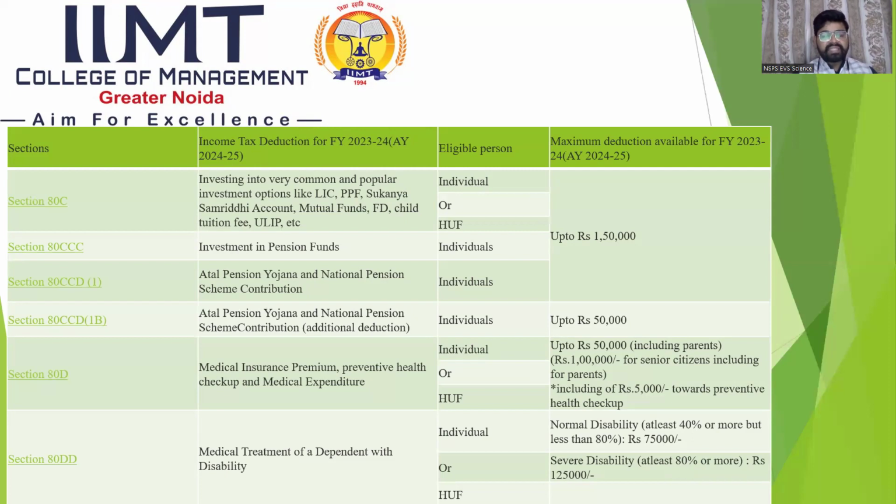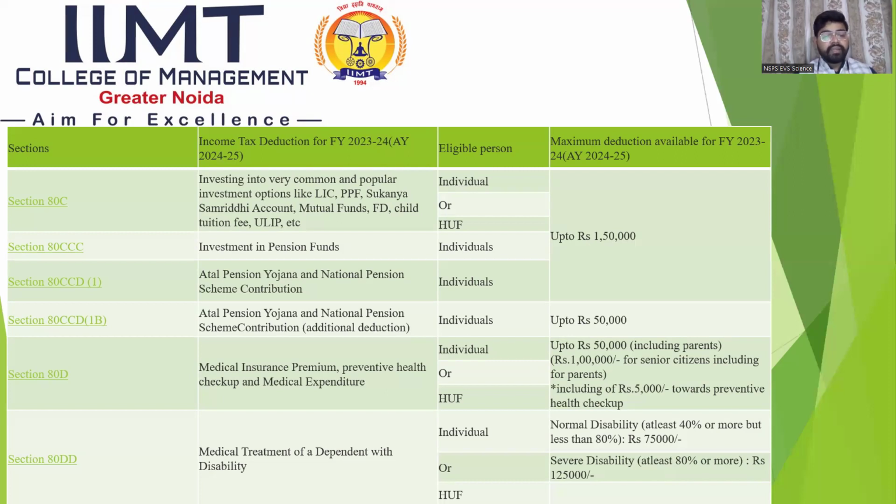thousand. The next section is 80D. If any employee spends on medical insurance premium, preventive health checkup, and medical expenditure for himself or any individual, or by the HUF for his family members, then the deduction is allowed up to rupees 50,000: 25,000 for himself and 25,000 for the parents, including preventive health checkup. The actual medical insurance premium paid by the employee is also deductible under section 80D.